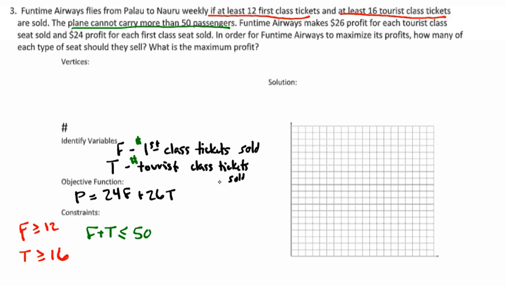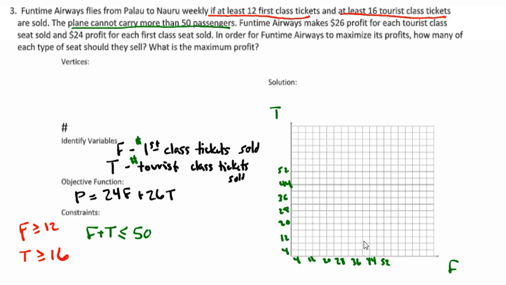And then the plane can't carry more than 50 passengers, so F plus T has to be less than or equal to 50. And then the profit is equal to $24 times the number of first class tickets plus $26 times the number of tourist class tickets.